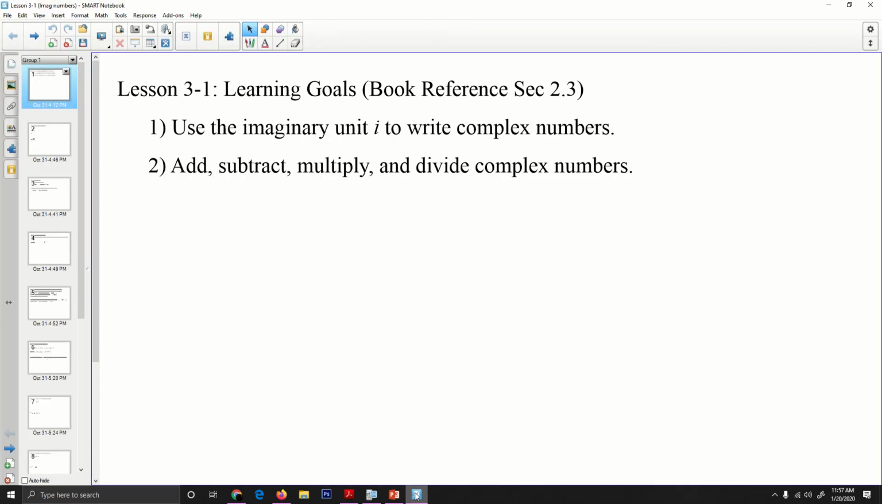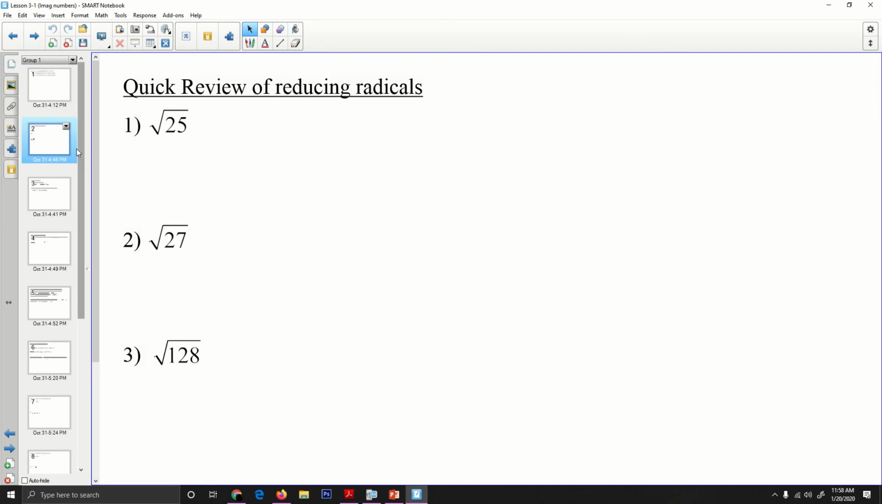Today we are going to use the imaginary unit i to write complex numbers. We're going to add, subtract, multiply, and divide some complex numbers. So let's first define what that is. Actually, let's do a quick review of reducing radicals.